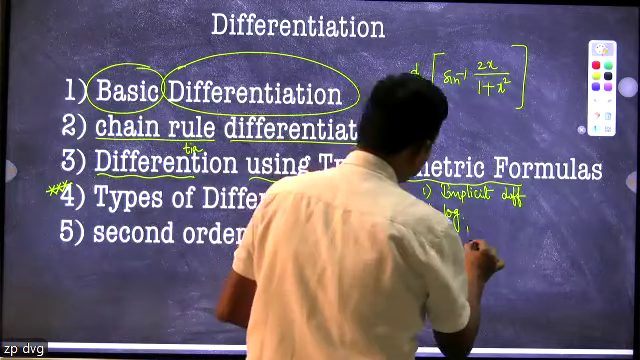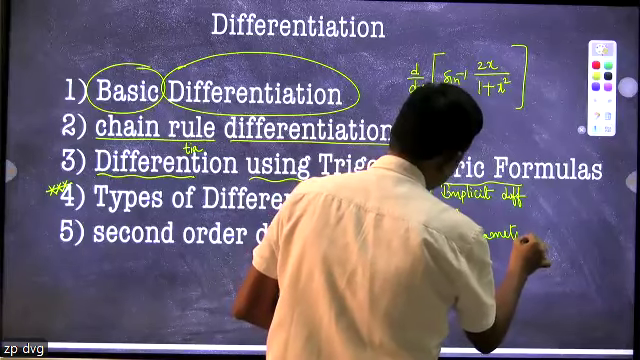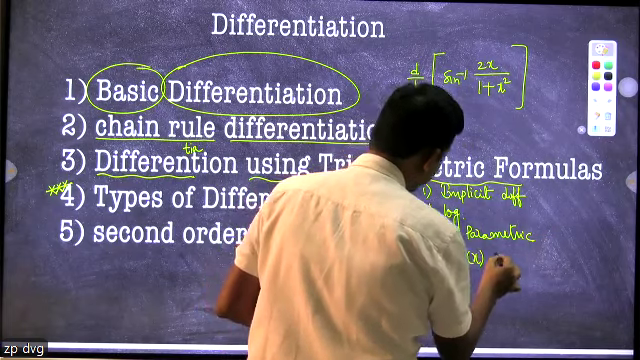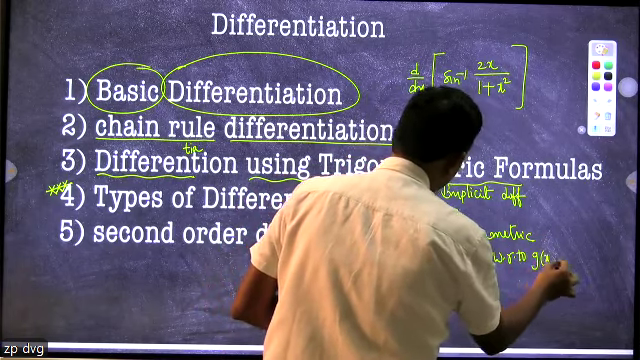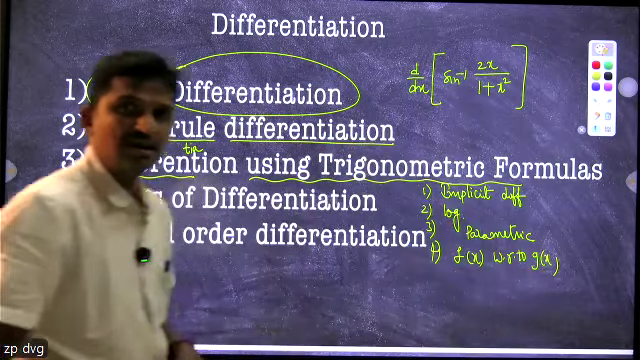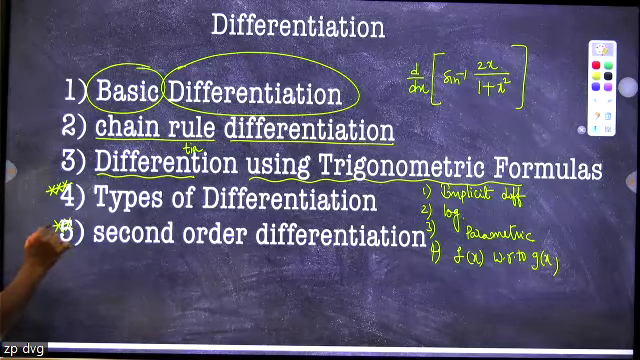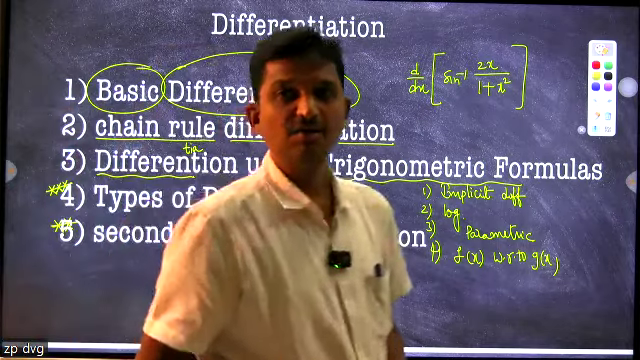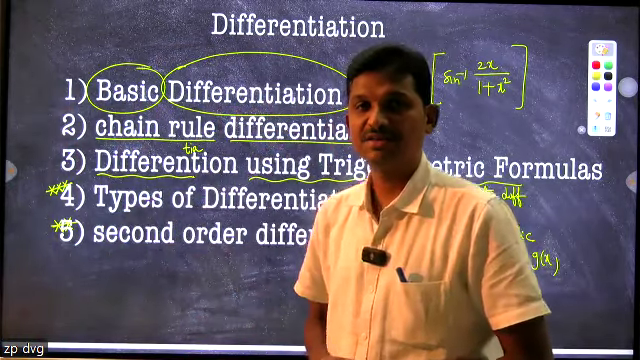Next, parametric differentiation. Next, derivative of one function with respect to another function. These four types of differentiation are there. And then at last, we have the second order derivative problems. You know that in NCERT, they'll give one 5 mark question from second order derivatives. So the complete chapter can be divided into these five types.